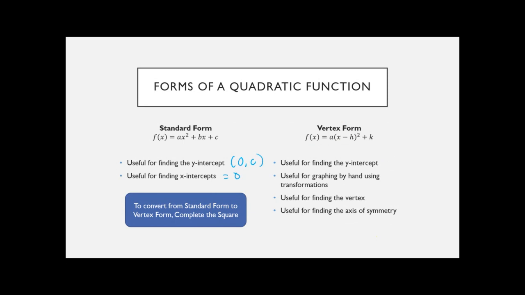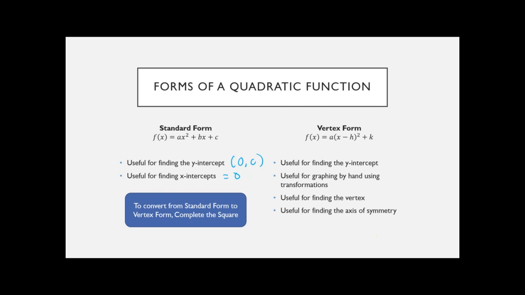Standard form is good if you're trying to find the y-intercept, because that number c, the constant that's just added on, is your y-intercept. And it's useful for finding x-intercepts because you just set it equal to 0 and then you solve. With vertex form, you can also find the y-intercept, though you do have to do a little bit more math. It's very easy to find the vertex with it. It's easy for finding the axis of symmetry, and it's actually a lot easier if you're trying to graph things by hand.